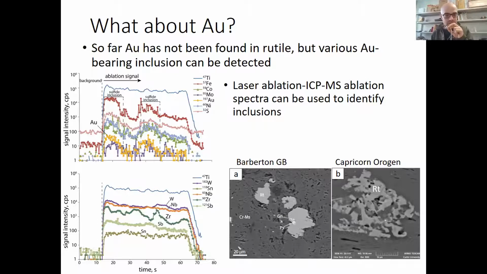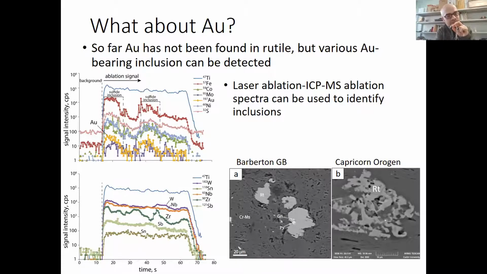But certainly what we have detected is the presence of gold-bearing inclusions. This is what you see in this image from the Barberton Greenstone Belt. You can see rutile with different types of sulfide inclusions. So we analyzed some of these rutiles with laser ablation. And on the left, you can see some of the results. If you're not familiar, these are laser ablation spectra, where we're plotting the signal intensity as counts per second, CPS, versus the analysis time in seconds.